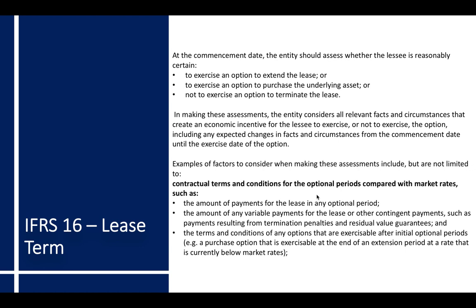Example, a purchase option that is exercisable at the end of an extension period at a rate that is currently below the market rate. So these optional periods have to be assessed again using the same benchmark, as if there is an economic incentive which the lessee receives during these optional periods.